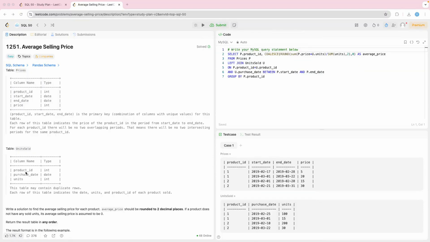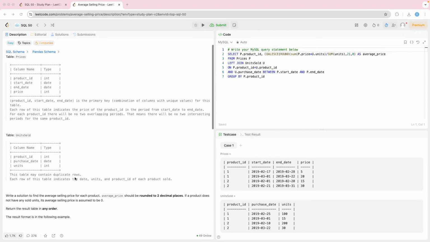Here we have three columns: product ID, purchase date and units. Each row tells that for a given product ID, when it was purchased and how many units were purchased on that date. Now we have to write a SQL query that will give the average selling price for each product. It is given that the average price should be rounded to two decimal places.